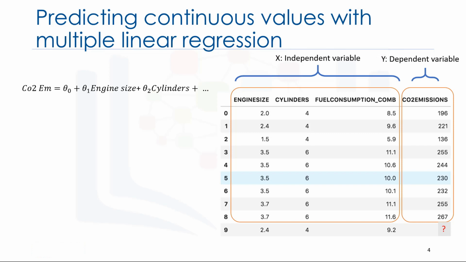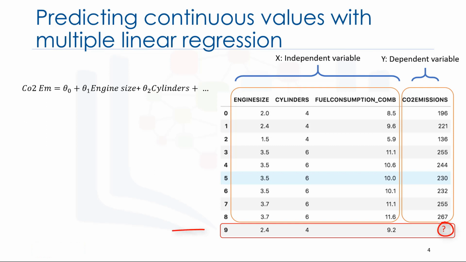Multiple linear regression is very useful because you can examine which variables are significant predictors of the outcome variable. Also, you can find out how each feature impacts the outcome variable. And again, as is the case in simple linear regression, if you manage to build such a regression model, you can use it to predict the emission amount of an unknown case, such as record number 9.